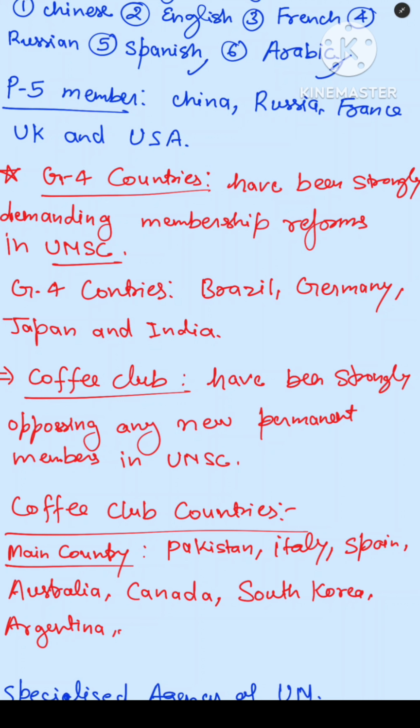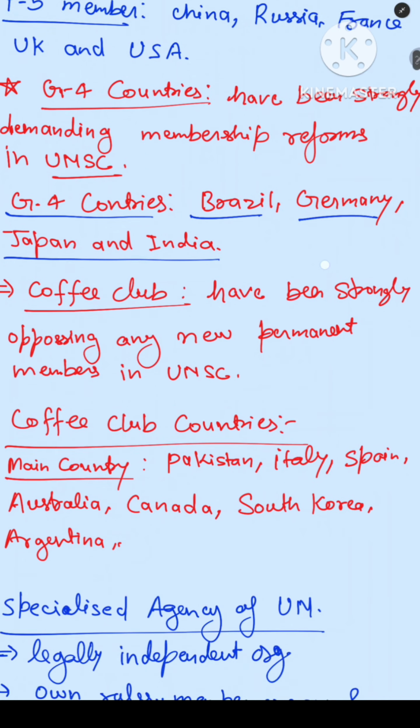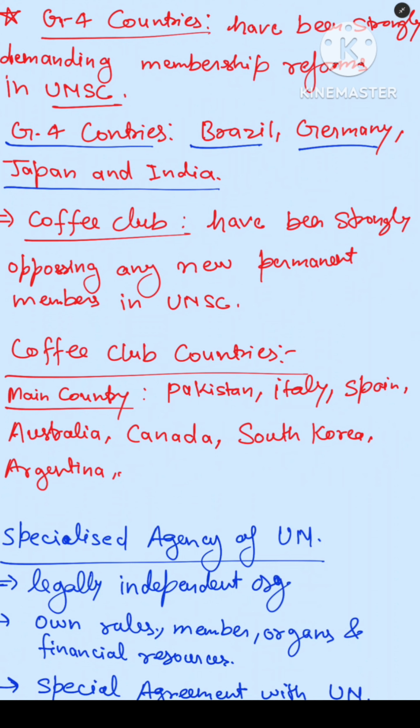What are the G4 countries? The G4 countries are those countries which are strongly seeking reform in the United Nations Security Council. India is also one of them. India is also looking for a permanent seat in the United Nations Security Council. So what are those four countries? First is Brazil from South America, one is Germany from Europe, and two from Asia, Japan and India as well. We have to remember these four names, so that collectively they are called the group of four countries which are looking for reform in the United Nations Security Council and a permanent seat in the Security Council.